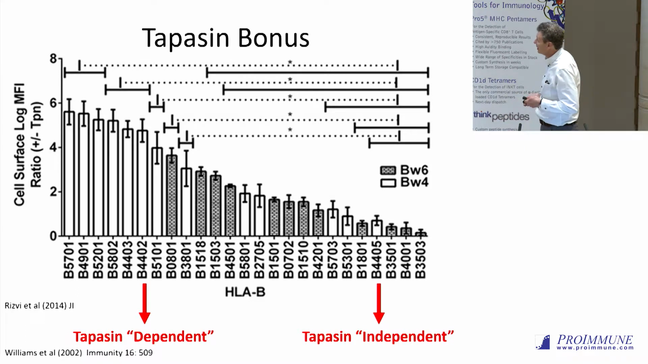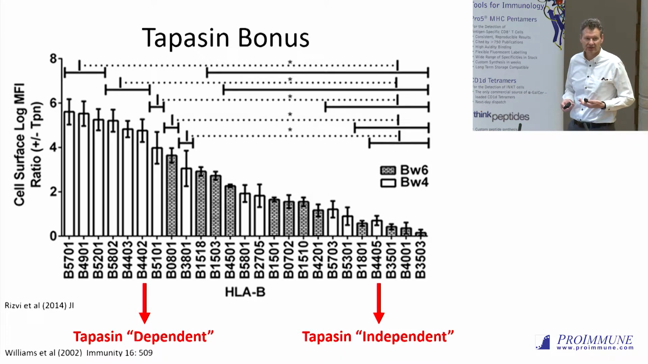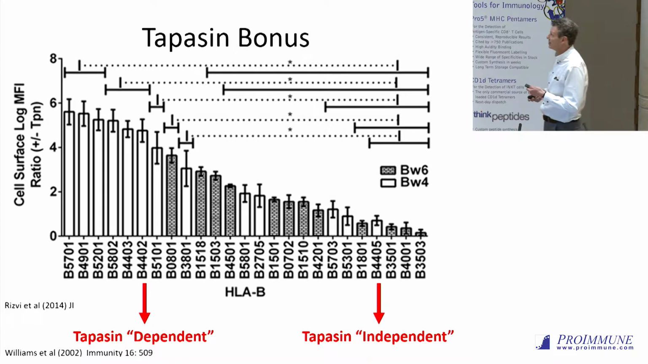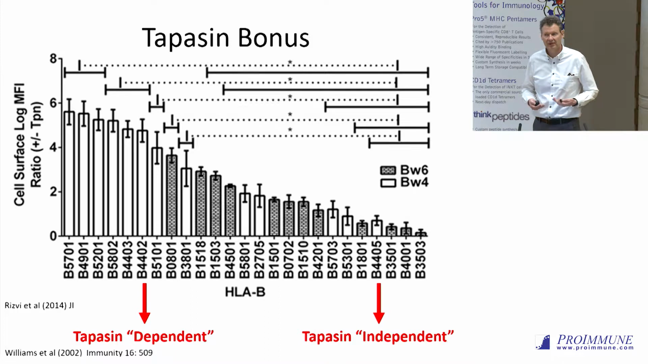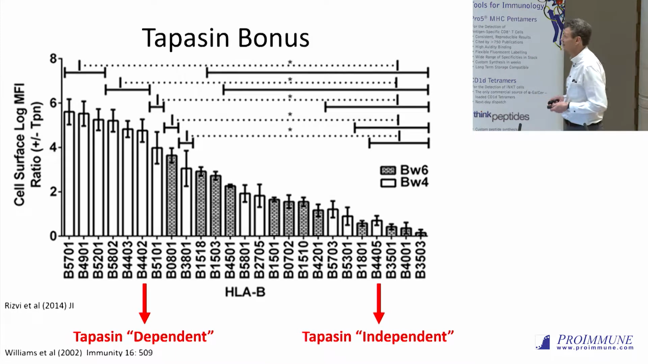Some alleles like B5701 are exquisitely dependent on tapasin for presentation at the cell surface. So this is when you take tapasin away, you see very little presentation. When tapasin's back in, you get a 6-fold increase in expression. At the other end of the spectrum, some alleles like B3503 are relatively insensitive to the presence of tapasin for their ability to load with peptide cargo and present at the cell surface.